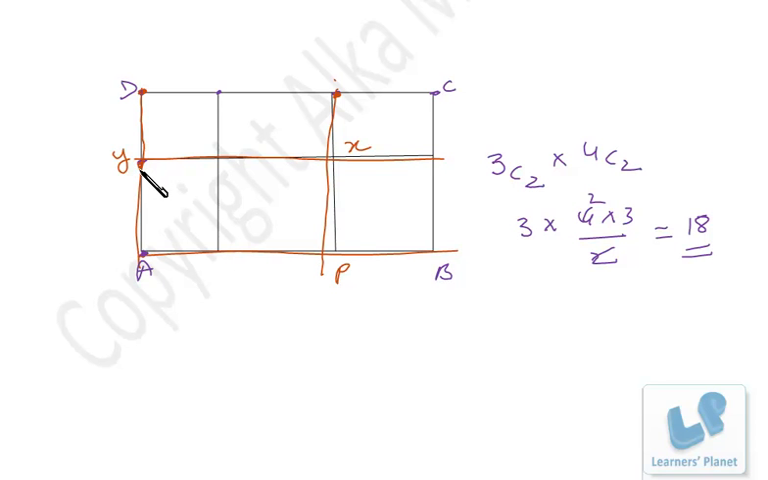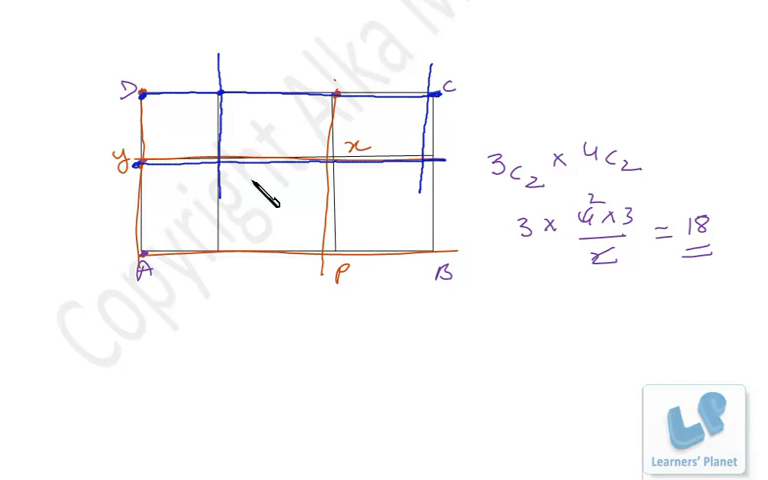Similarly, I can get other rectangles also. Suppose I select maybe these 2 points, and from this line suppose I select these 2 points, right? So I just draw the lines, and I got this rectangle, right? So various rectangles I'll be getting. In all I'll be getting 18 rectangles. Now I'm sure the problem will be clear in your mind, right?